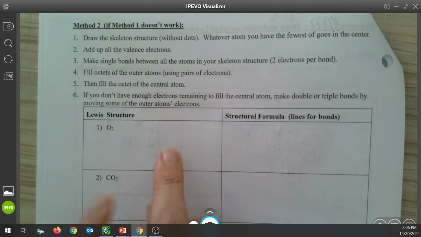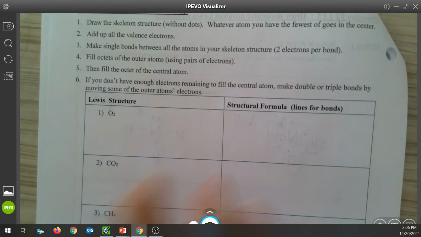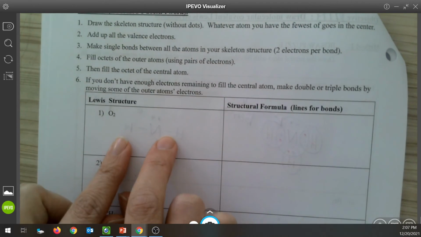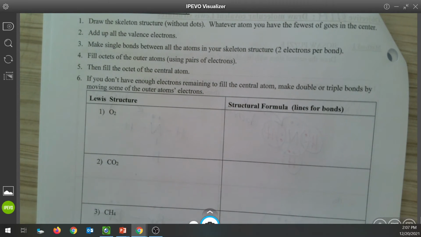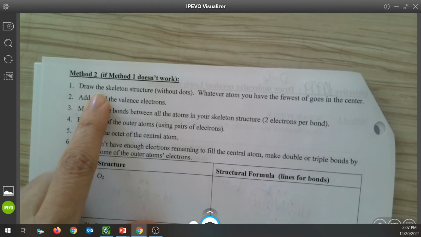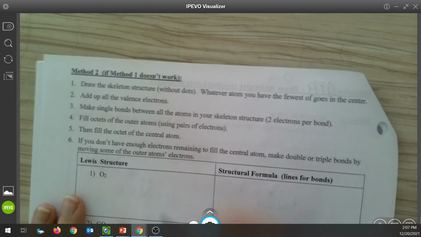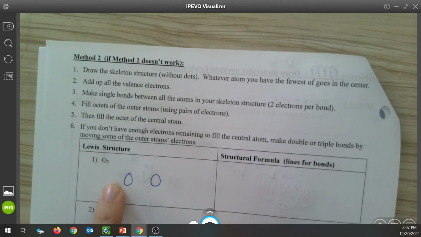I'm actually not going to have you do N2 yet, just because that's a pretty complicated one, but we're going to do O2. O2 has the same issue that N2 has, okay? O has 6 valence electrons. Bringing in another O is not going to solve the problem, okay? So what we're going to do is draw the skeleton structure without dots. That's the key. Draw the elements. We're going to have 2 O's next to each other, but don't give them any electrons.